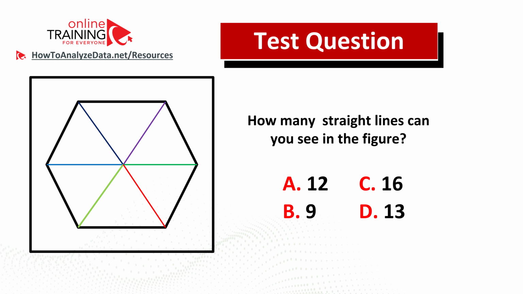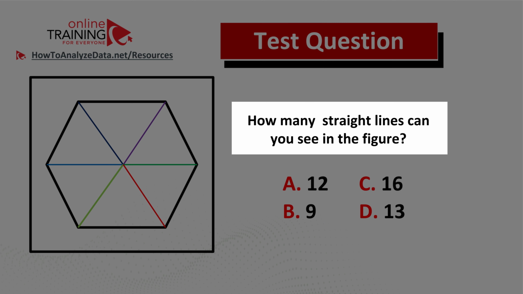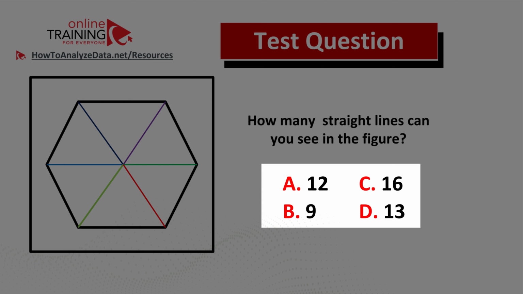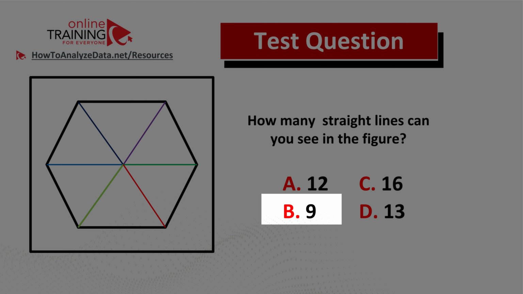Here's the interesting and at the same time very tricky question you might frequently see on the test. How many straight lines can you see in this figure? And you're presented with the figure on the left. And you have 4 different choices. Choice A, 12 lines. Choice B, 9. Choice C, 16. Or choice D, 13 lines.